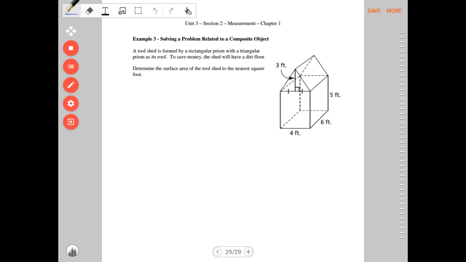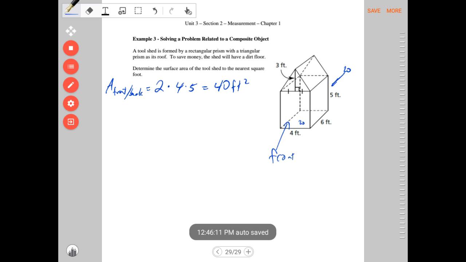So we have to figure out the area of the front and back. Those are the same things. So that is 2 times the length times the width. It's 4 feet wide and 5 feet tall, so 4 times 5, and it's 2 because there's the front and the back. So 4 times 5 is 20. Each one of these is 20, and there's 2 of them, so that makes 40 square feet.